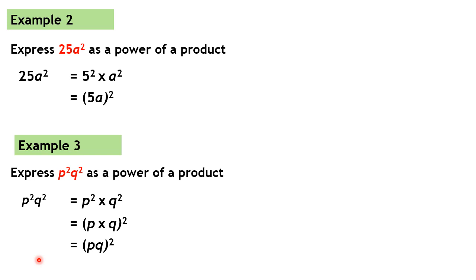Therefore, this can also be expressed in the form (pq) squared. So p squared q squared, when expressed as a power of a product, is (pq) whole thing squared.